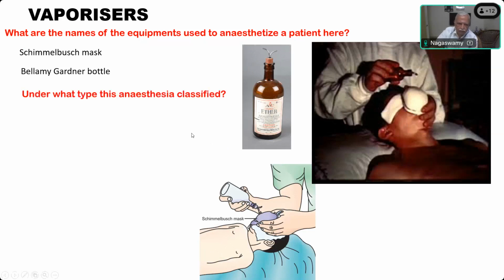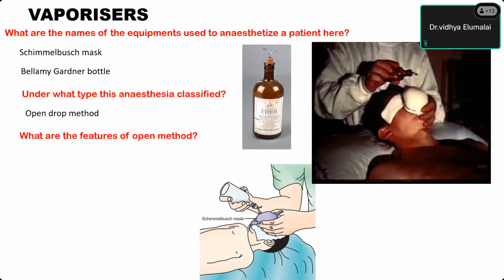Under what type of anesthesia circuit is this classified? Open circuit. Open drop method. Very good. What are the features of open drop method? It doesn't have a scavenging system. Scavenging and all came very, very late.